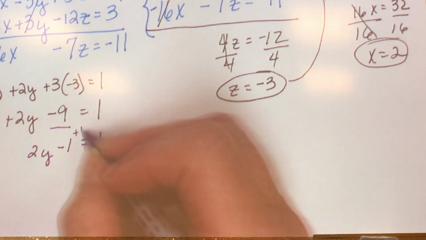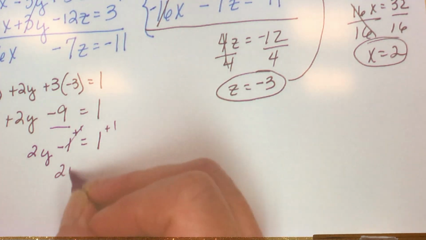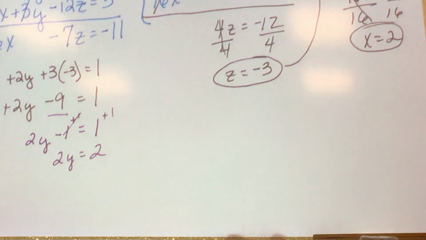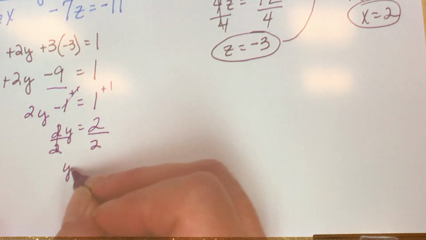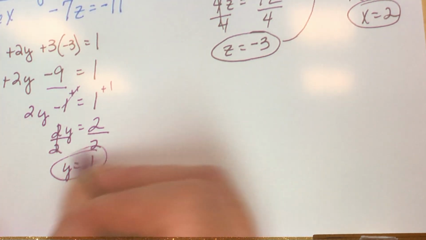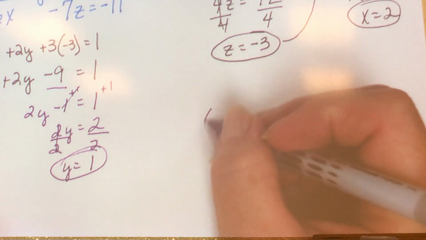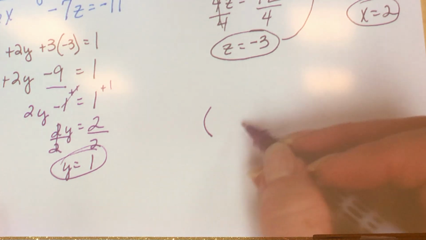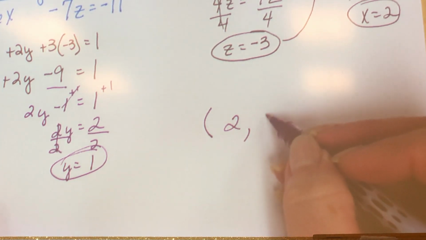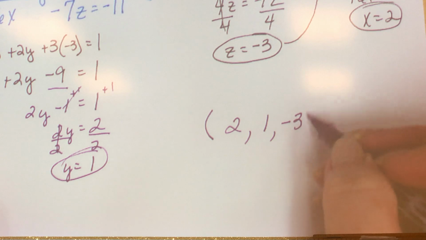Now I'm going to start moving stuff and solving for it, okay? So I'm going to add 1 to both sides. So 2y is equal to 2. Now what am I going to do? Divide by 2, and y is equal to 1. Circle it. What's the point? X, y, z: 2, 1, negative 3. Very good.